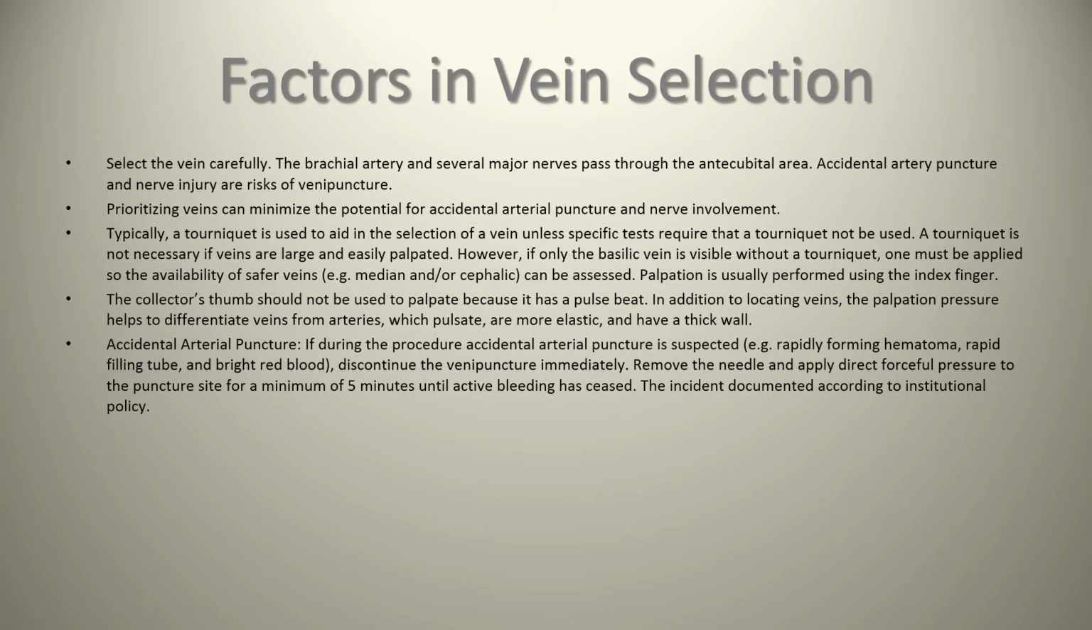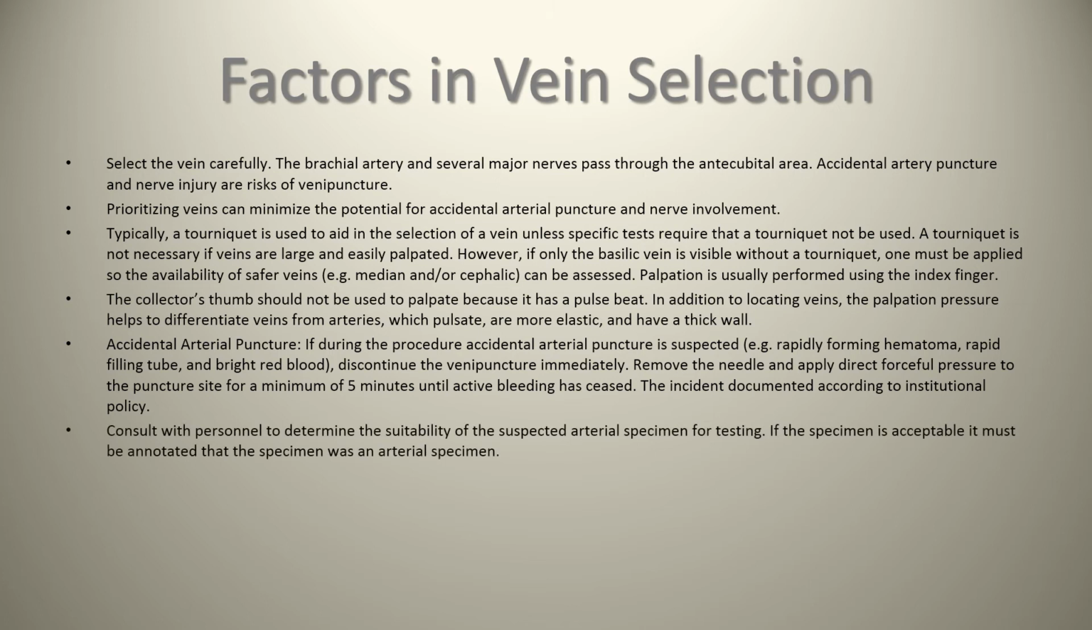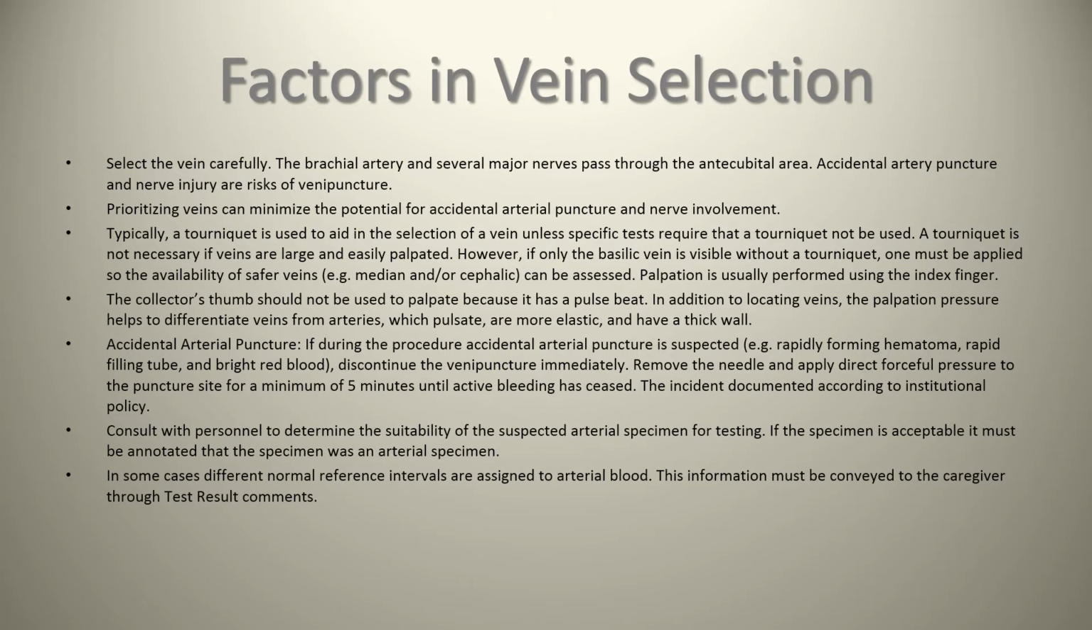Consult with personnel to determine the suitability of the suspected arterial specimen for testing. If the specimen is acceptable, it must be annotated that the specimen was an arterial specimen. In some cases, different normal reference intervals are assigned to arterial blood. This information must be conveyed to the caregiver through test result comments if you are ordering tests with this blood.